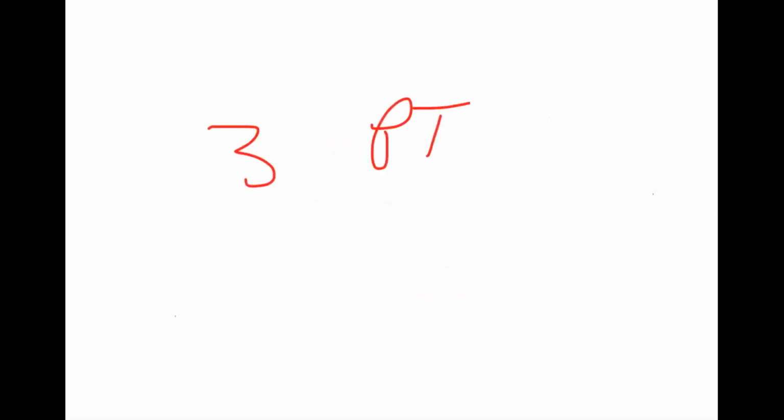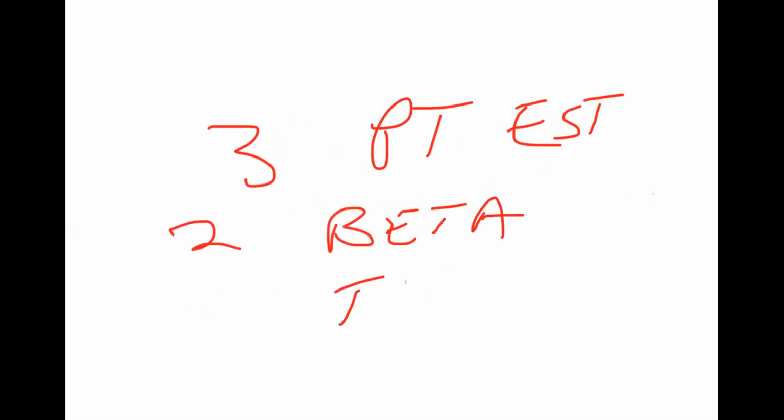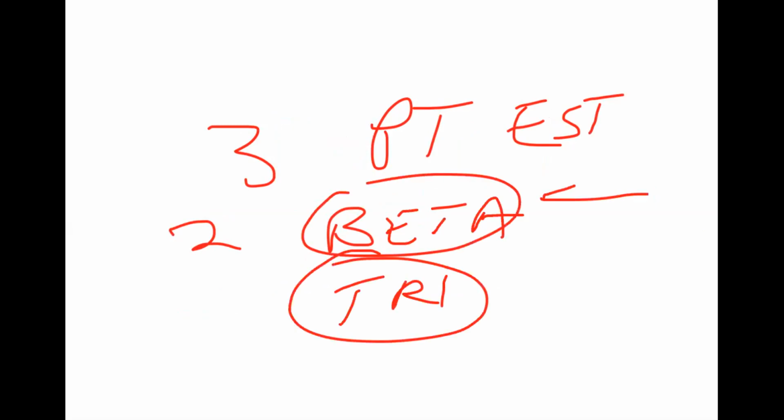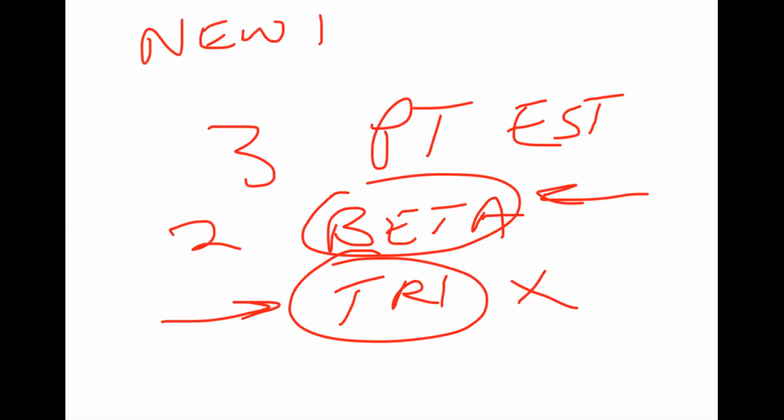3-point estimating. We've got two types. We've got beta, we've got triangular. The PMI was very kind to tell you beta is used in certain circumstances. Triangular is not used in those circumstances, but it is used in other circumstances. So, new technology, never been done before. Which would we use, beta or triangular? You should know that, okay?